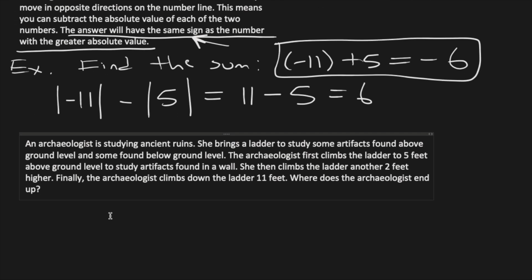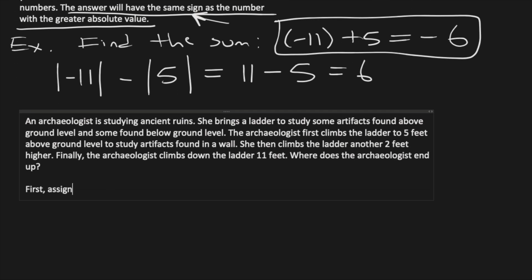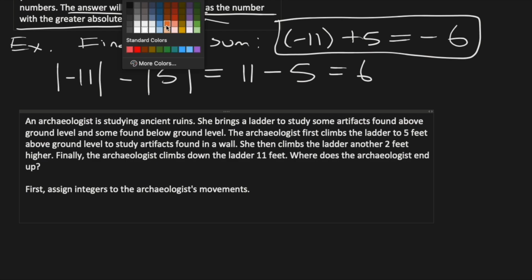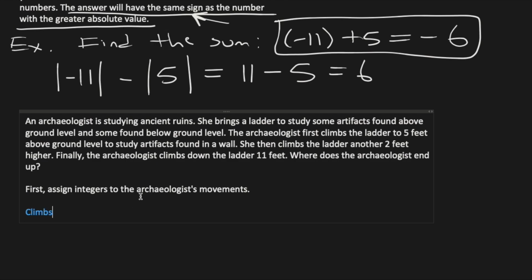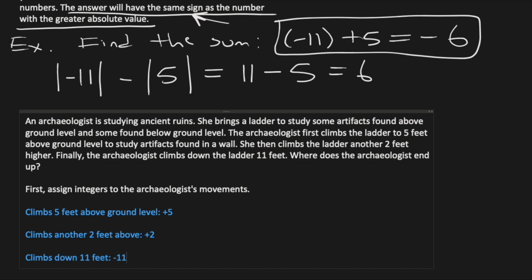All right, so try and do this on your own, and we can then work it out together. I will give you a hint. You might want to first assign integers to the archaeologist's movements. Okay, hopefully you gave it a try. So the archaeologist climbs 5 feet above ground level, so we'll do a +5 there. Climbs another 2 feet above, that's a +2, and then climbs down 11 feet, which would be -11.